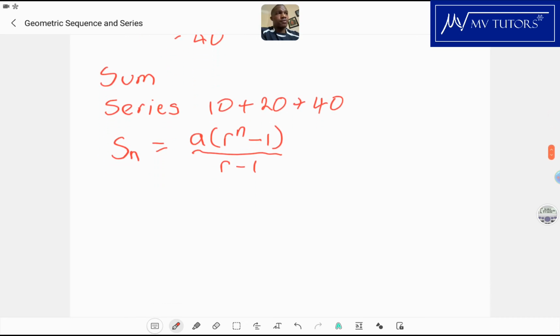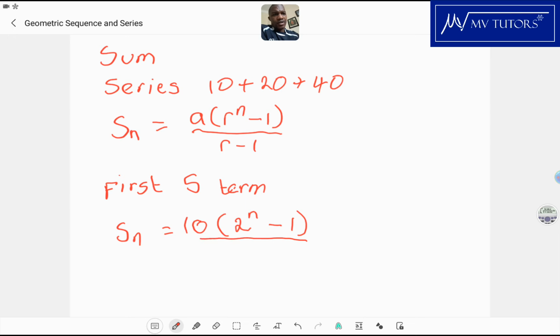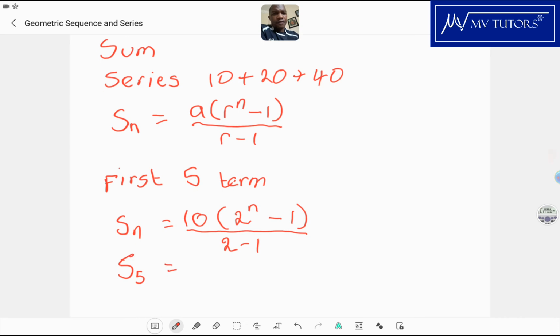That's the formula. So if they ask us to solve the sum of the first 5 terms, all we do is we already know that a is 10. R, we calculated r to be 2. And n, in this case, I'll just leave it as n for now, divided by r minus 1, which is 2 minus 1. So the sum of the first 5 terms.